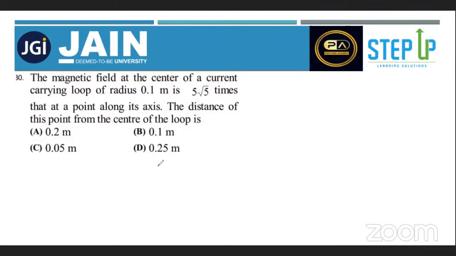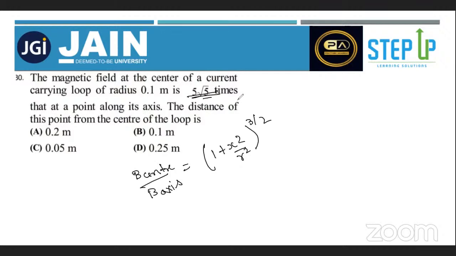So if we take the formula, we know the ratio of the magnetic field at the center to the magnetic field at the axis is equal to (1 plus x square upon r square) raised to 3 by 2. Anyway, they have mentioned it already: it is 5 root 5 times. The question says B center is equal to 5 root 5 B on axis, so I can write the ratio is equal to 5 root 5.